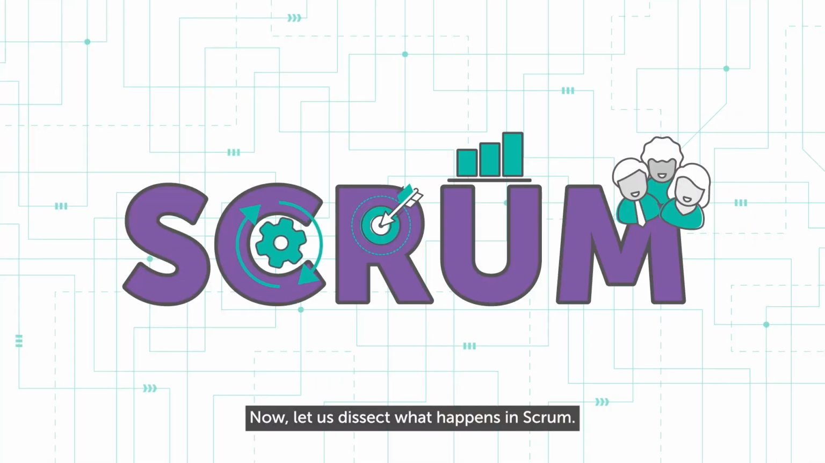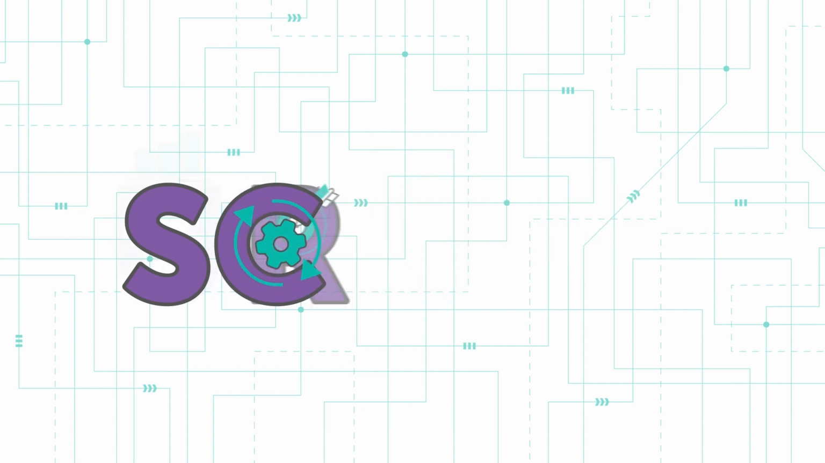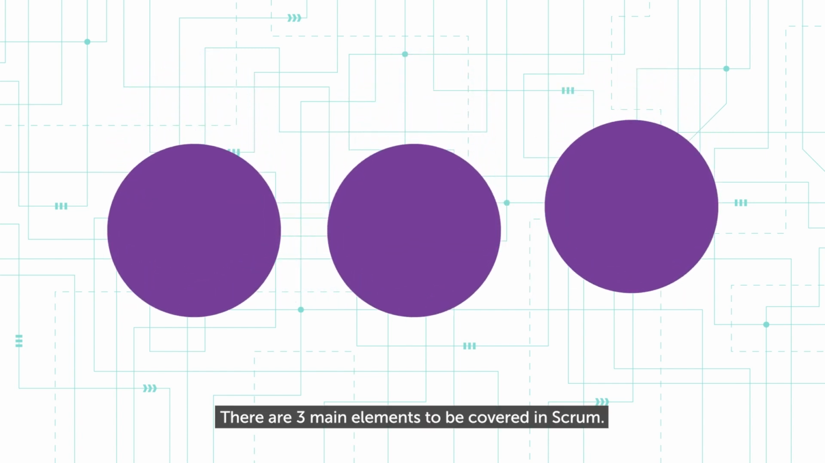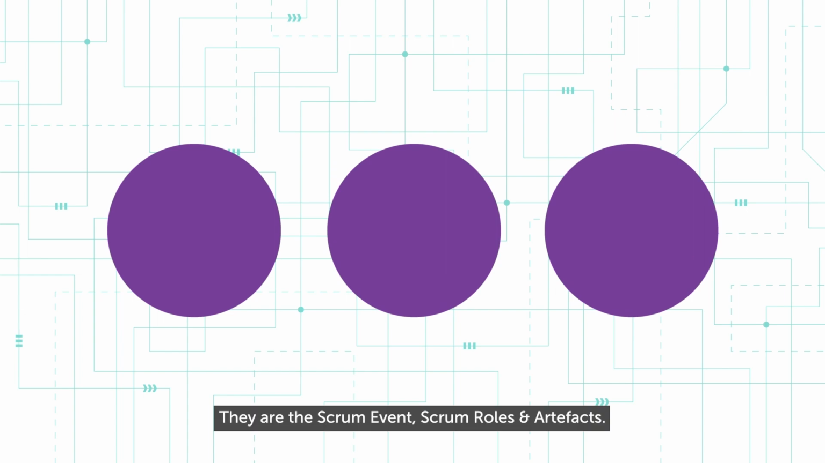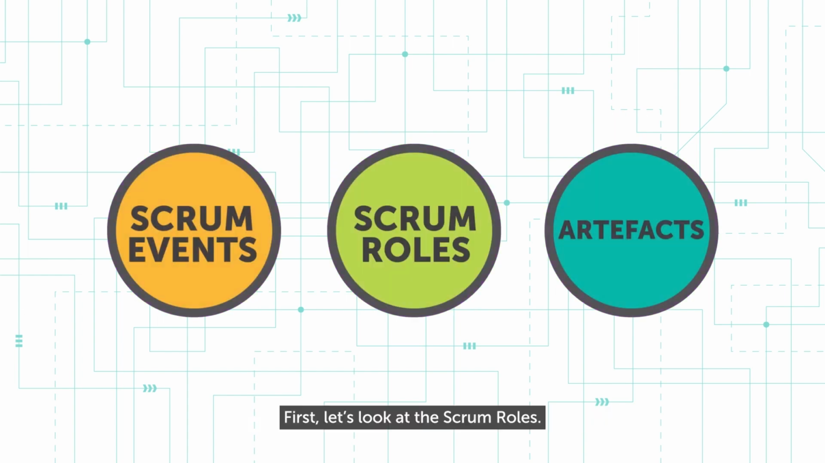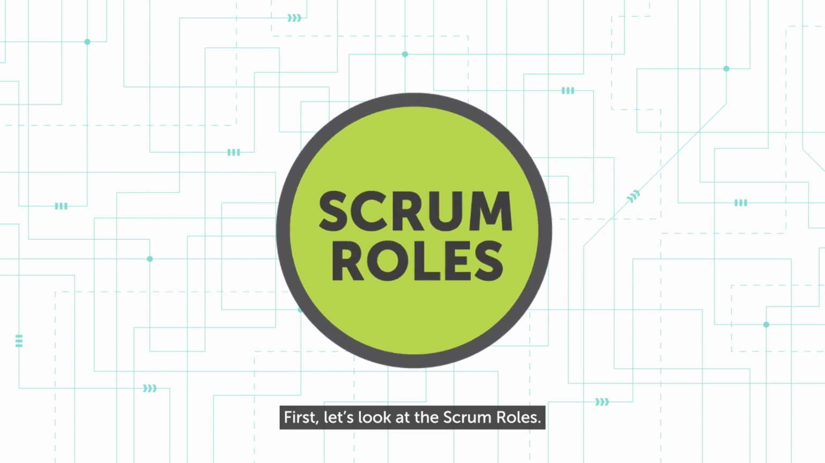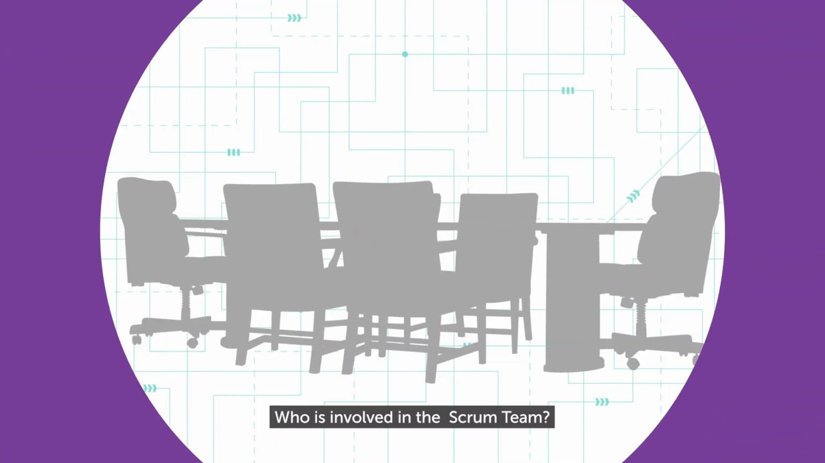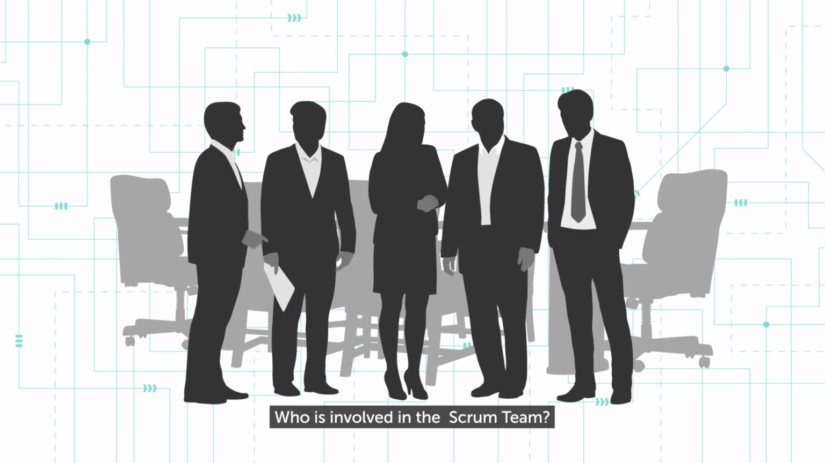Now, let us dissect what happens in Scrum. There are three main elements to be covered in Scrum. They are the Scrum events, Scrum roles, and artifacts. First, let's look at the Scrum roles. Who is involved in the Scrum team?